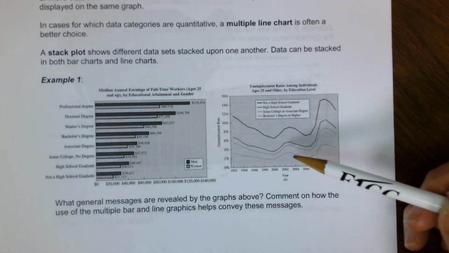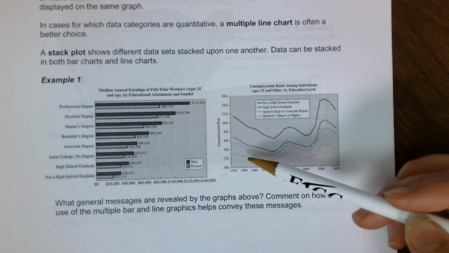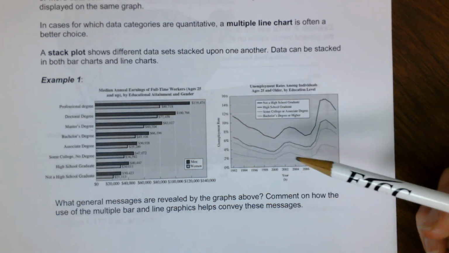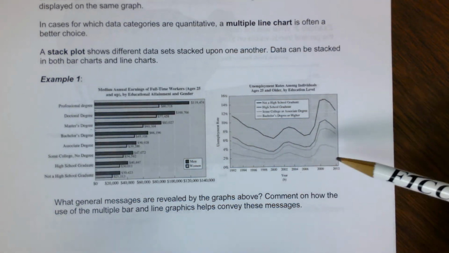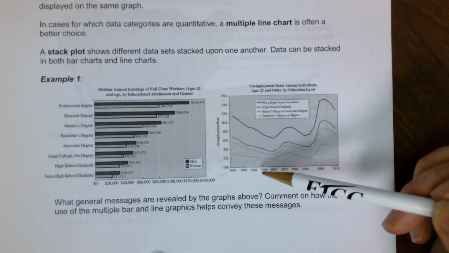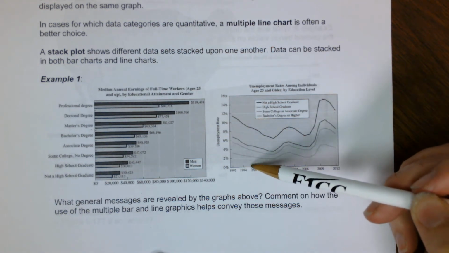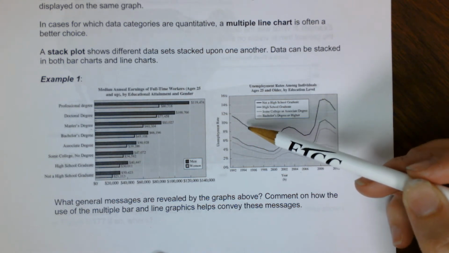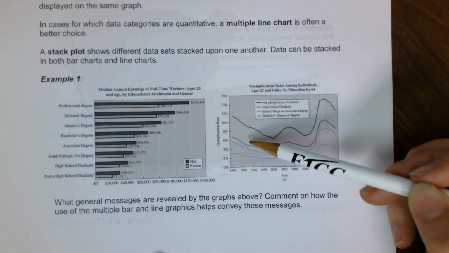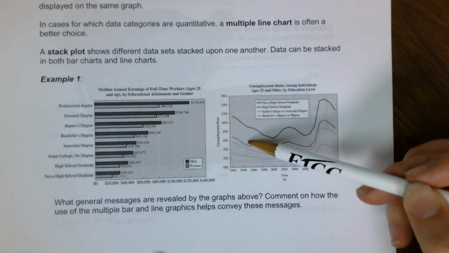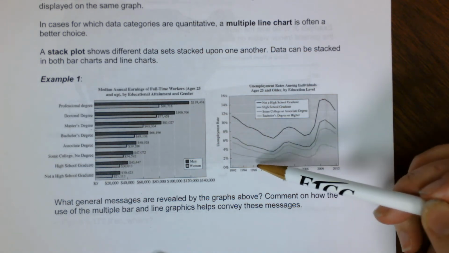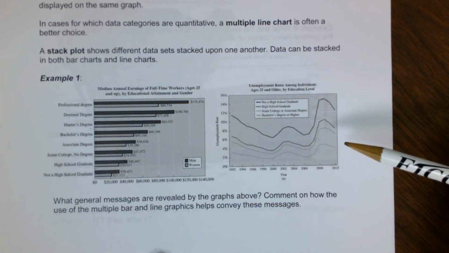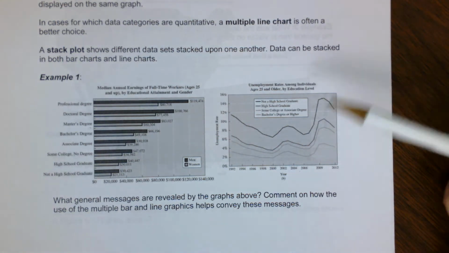But you can also compare the different education levels at any period of time. So you can look all the way across here. You can see that the non-high school graduates always have a higher unemployment rate than the next education level. So the more education you have, the less likely you are going to be unemployed, or the less unemployment there is in that category.